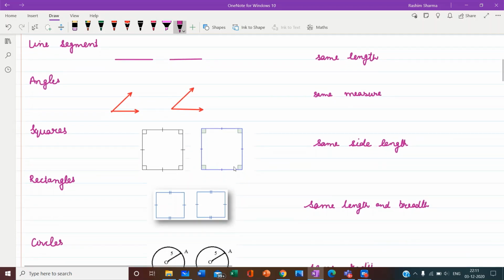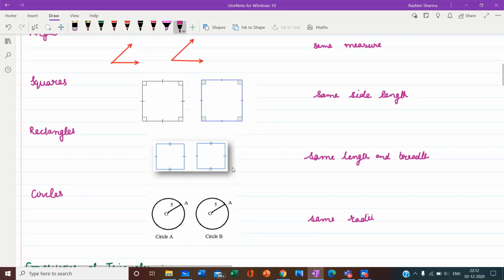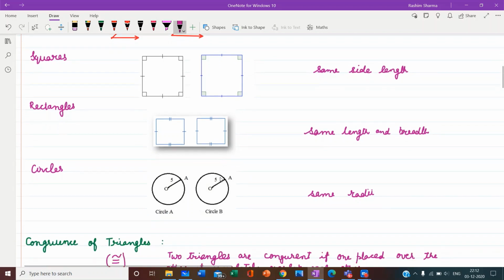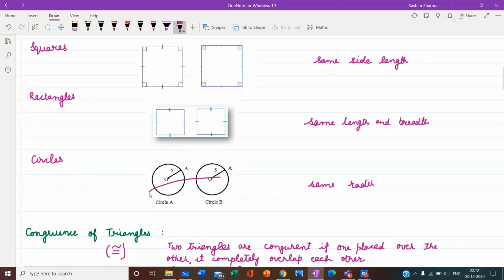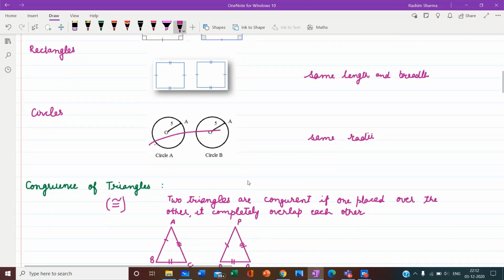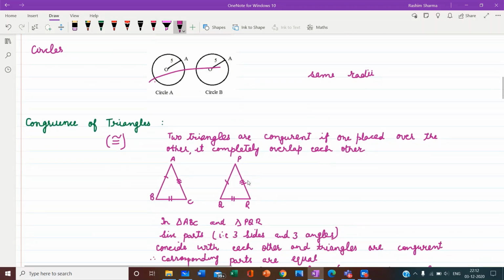Two squares, when they have the same length of the sides, we will say that these two squares are in congruence. Same way, these are two rectangles shown here. Here they have the same length and breadth. So these rectangles are also in congruence to each other. Then these are two circles. When they have the same radii, we will say that two circles are in congruence.